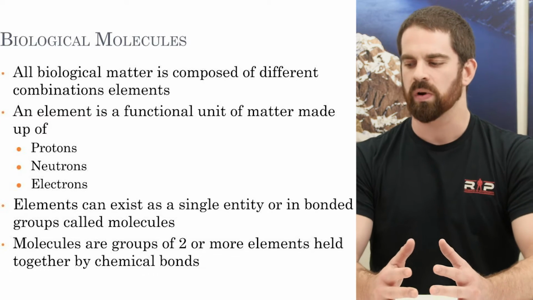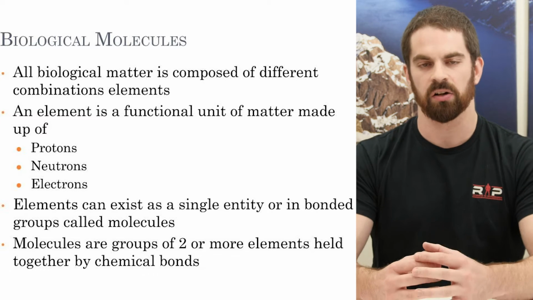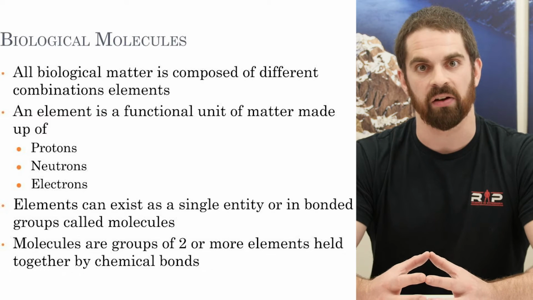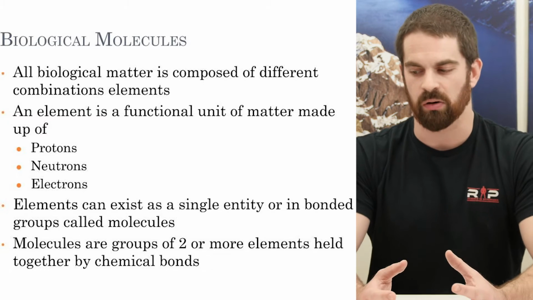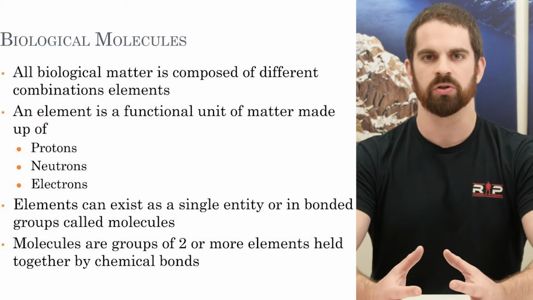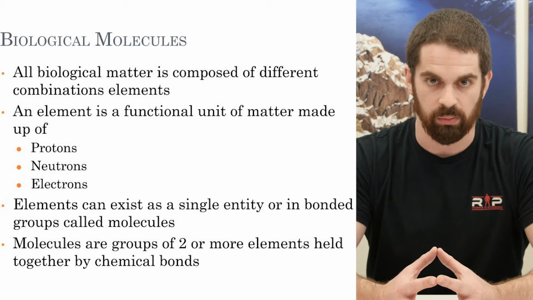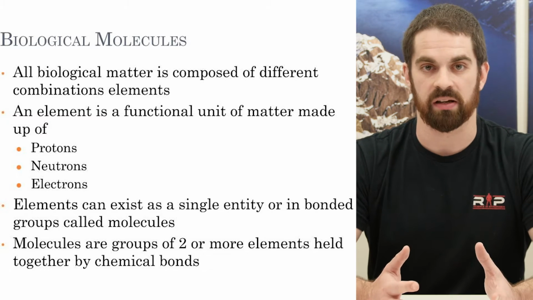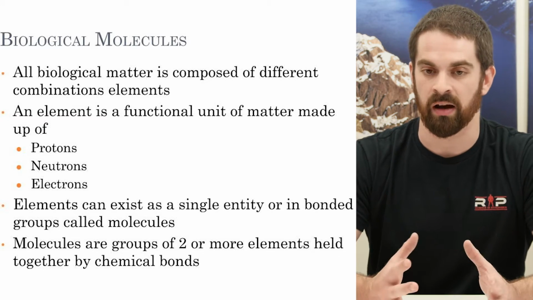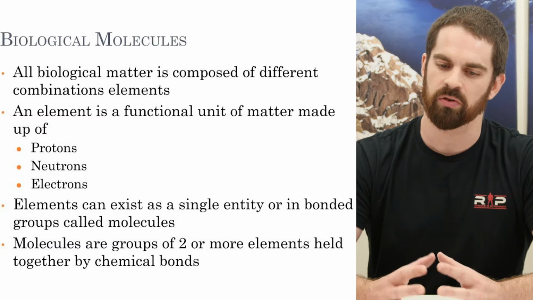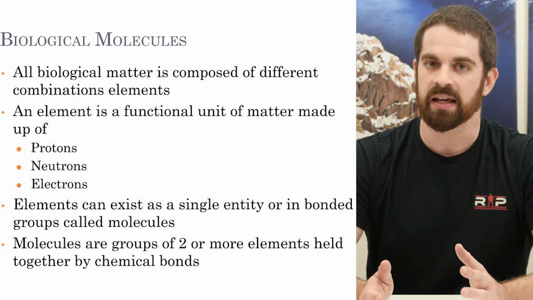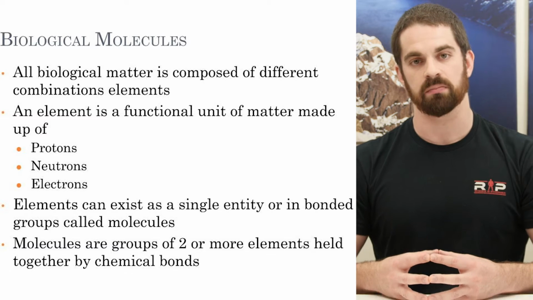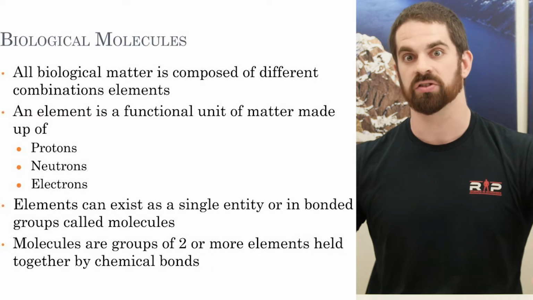No surprise there. Elements can exist as single entities by themselves, but in the body, more often than not, they are bonded together in groups that we call molecules. A molecule is simply a group of two or more elements bonded together through chemical bonds. This can be the same element, like two hydrogen ions, or different elements, like two hydrogen ions and an oxygen making a water molecule. There are all sorts of different combinations that we find in the body. The base level we're generally dealing with is elements, and then we'll see molecules branch off of that and move into macromolecules.